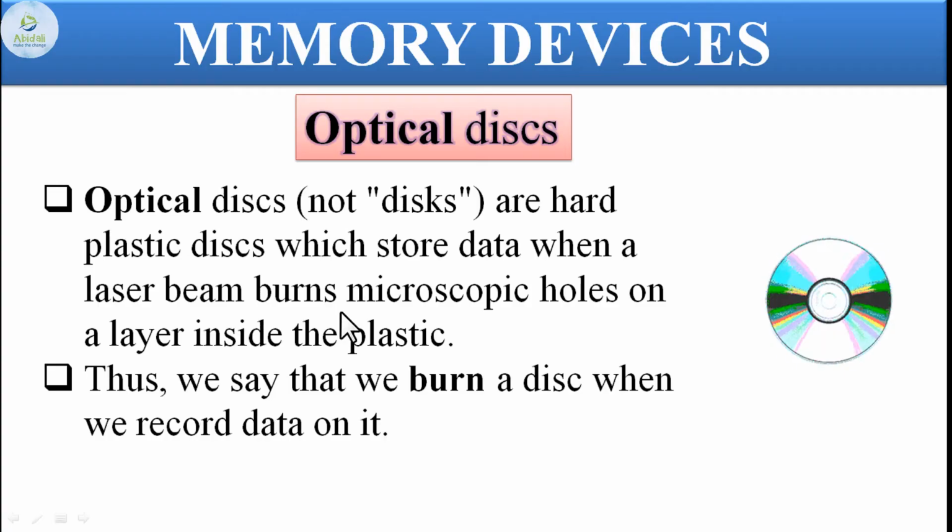The next kind of memory device is the optical disk. The word optical refers to a type of optical material which has certain reflection. So optical discs are hard plastic discs which store data when a laser beam makes a microscopic hole on the layer inside the plastic. Thus we can say we burn a disc when we record the data onto the disc.